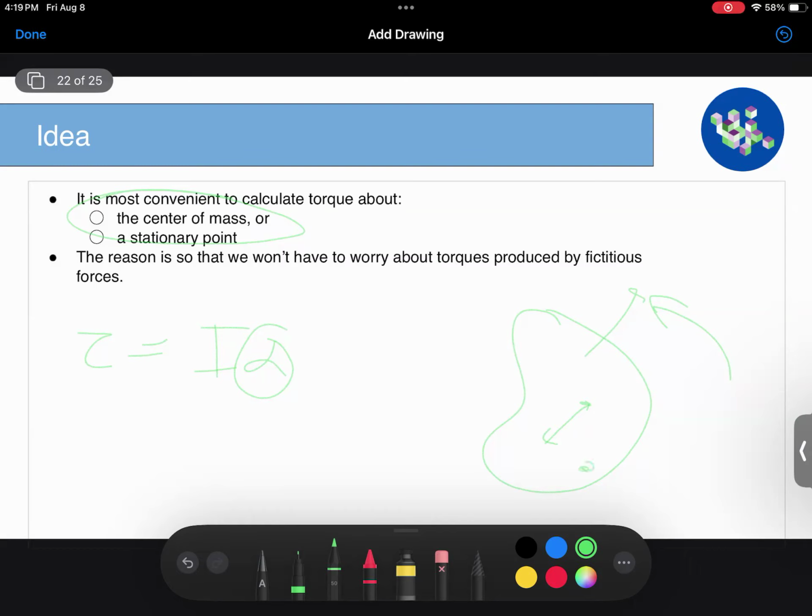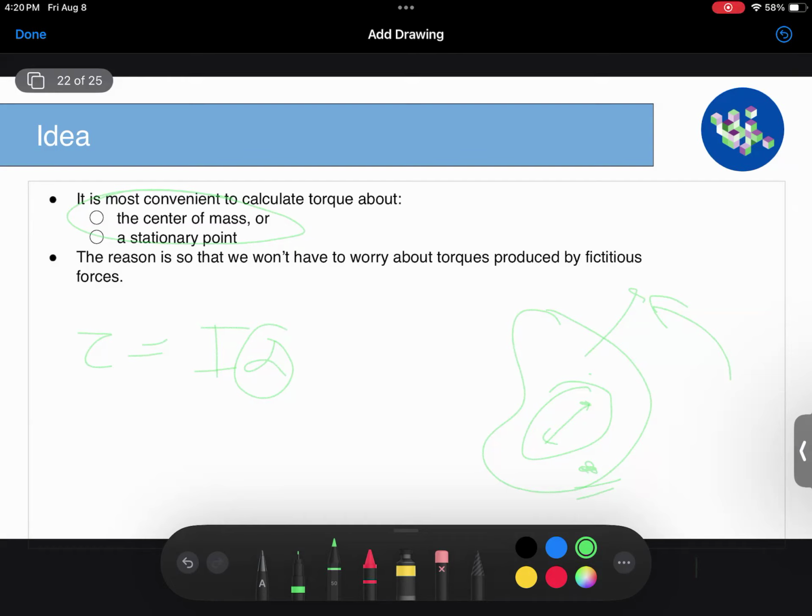But if I look at a point over here, say it has a non-zero velocity, but it's also going through non-inertial motion, then there's a force applied at the center of mass because I'm taking a non-inertial frame. And because there's a force at the center of mass, there's a possibility that it creates torque about the point I'm taking the torque about. And when I'm doing that, that's going to be a problem because I need to calculate that fictitious force. And usually it's a pretty messy calculation.